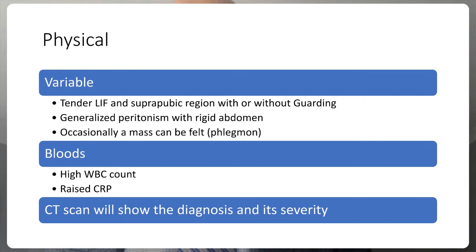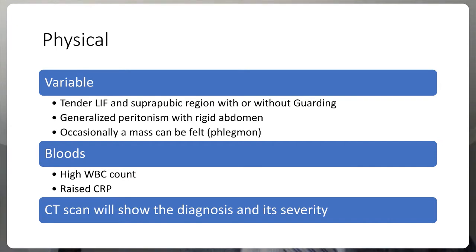Occasionally, when you feel the abdomen of a patient with diverticulitis, you could feel a mass in the left iliac fossa or the suprapubic region, and that's caused by the phlegmonous inflammatory process that will involve the mesentery, and usually there will be some omentum moving toward the area trying to contain the infective and inflammatory process, and that can lead to mass formation.